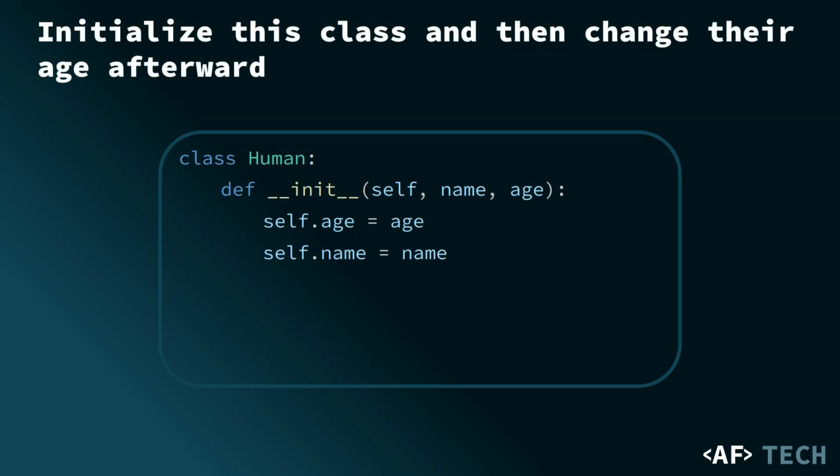Initialize this class and then change their age after you initialize it. Below the code, we'll just say my human is equal to a new human, his name is John, and his age is 20. Then below that, we'll just change his age to 21 by saying my human.age is equal to 21.